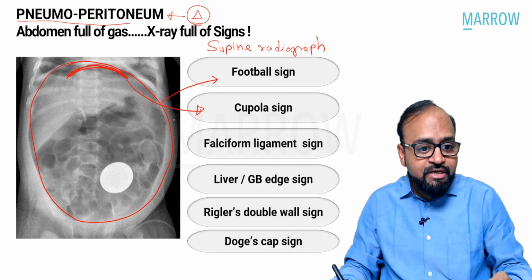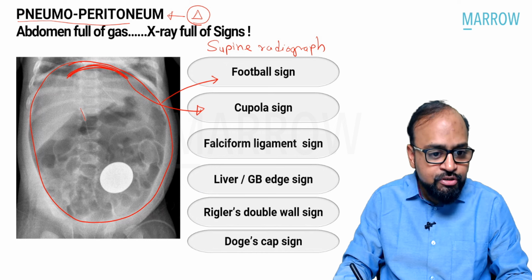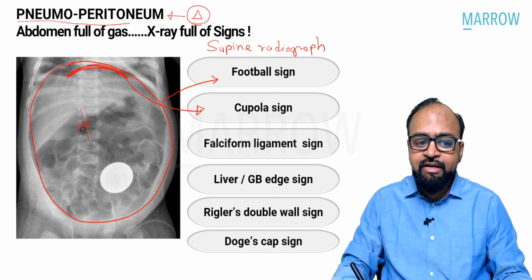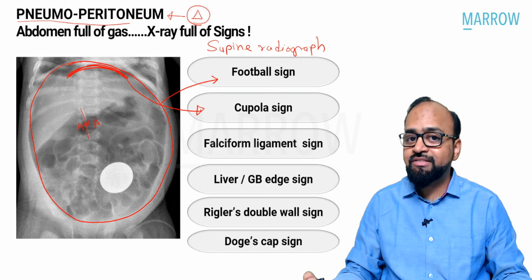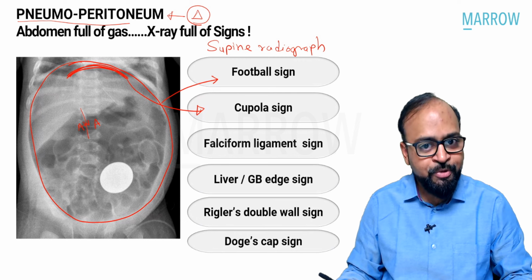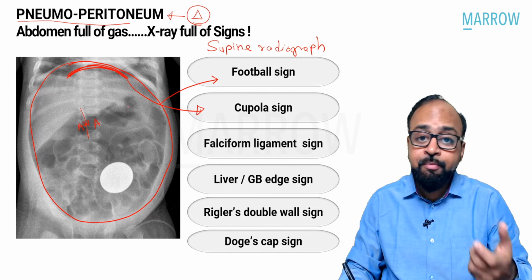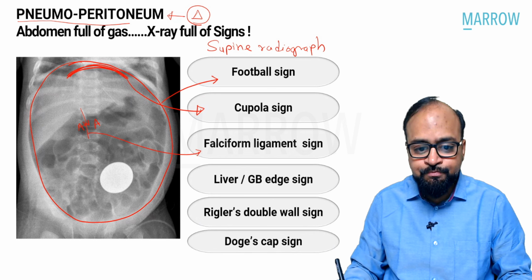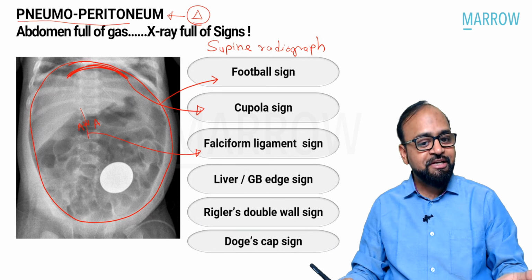Now, air comes and lines the falciform ligament. Can you see the sharp margin there? It is a water density structure, but when it is lined by air on both of its sides, free air in the peritoneal cavity, differential radiographic density theory creates a sharp margin. That is, the falciform ligament becomes visible as a sharp margin. This is what is called the falciform ligament sign.